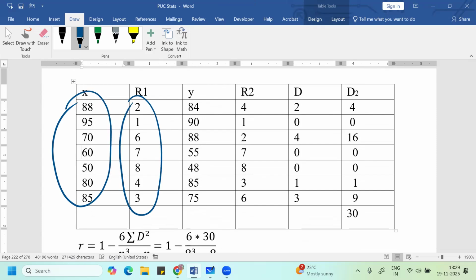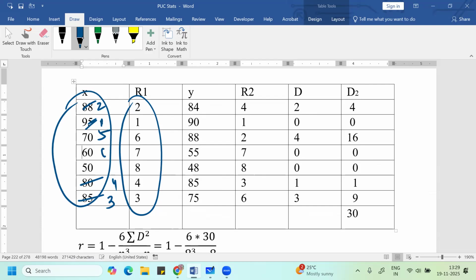Okay, so which is highest? Highest is 95, rank 1. This is 82, rank 2, then 85, rank 3, then 80, rank 4. Then you have 60, 60. Then after 80, you have 70, right? So 70 should be rank 5.